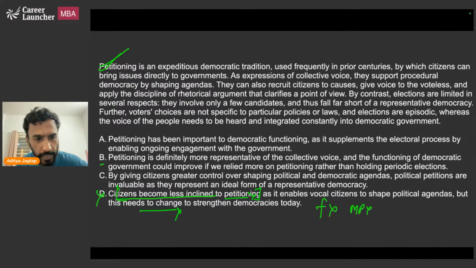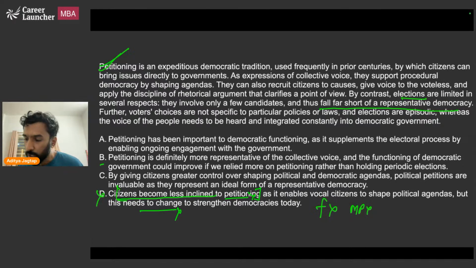Similarly, let's look at option B. What problem do we notice in option B? Petitioning is definitely more representative of the collective voice. And functioning of democratic government could improve if we relied more on petitioning rather than holding periodic elections. So, petitioning is definitely more representative. We are told elections fall far short of representative democracy.